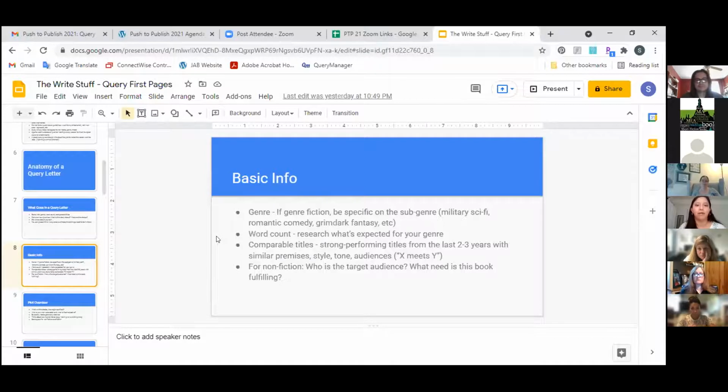Yeah, basic info. To continue off of that, if you're writing genre fiction, I would encourage you to be specific on the subgenre, because military science fiction is very different from epic fantasy. Romantic comedy is very different from a supernatural romance. As an agent is reading your query letter, you want them to already be forming your book in their mind, just by sketching this outline.